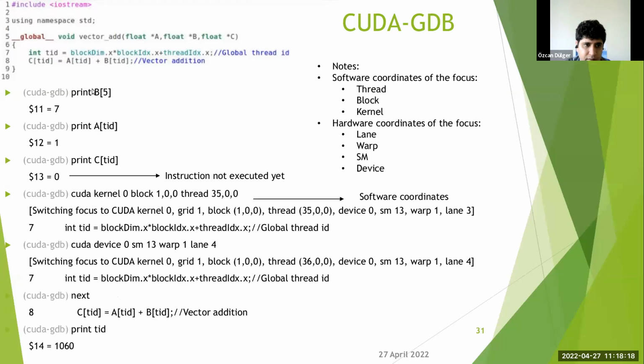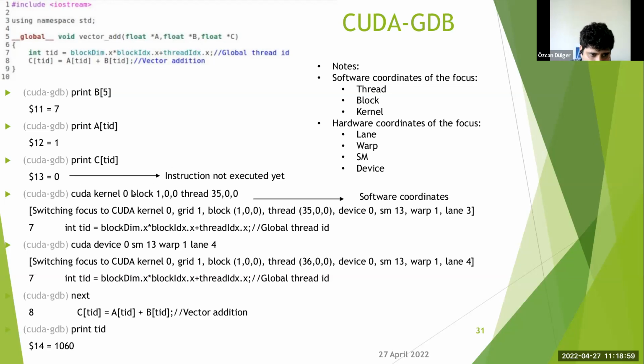We can also print any values of B, the sixth element of B, which is 7. We can also print by using TID as the index. Since global thread ID of the current focus is 0, it prints 1. And when we print the value of C, we get 0. It is not a proper output because the instruction in line 8 has not executed yet.